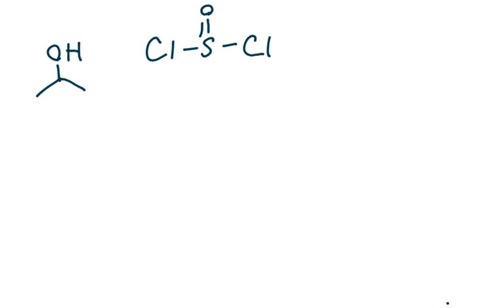So thionyl comes from the fact that it's a sulfur. Thiol is SH, so thionyl kind of makes sense that it has sulfur in it. And chloride comes from the chlorines. So this is going to be kind of the same principle.